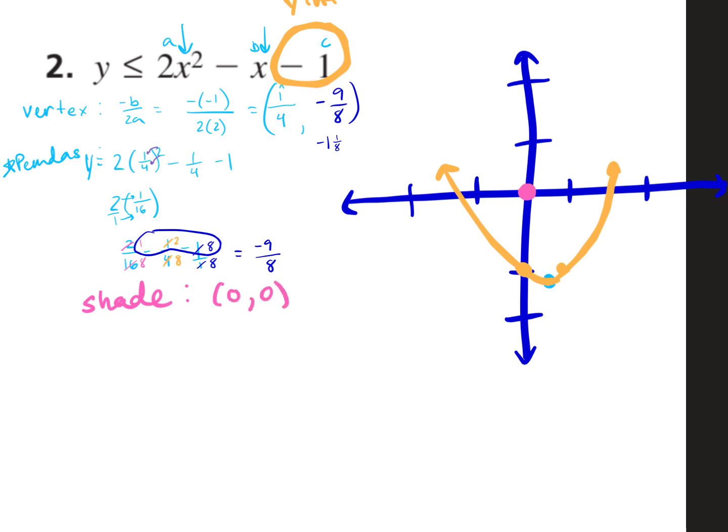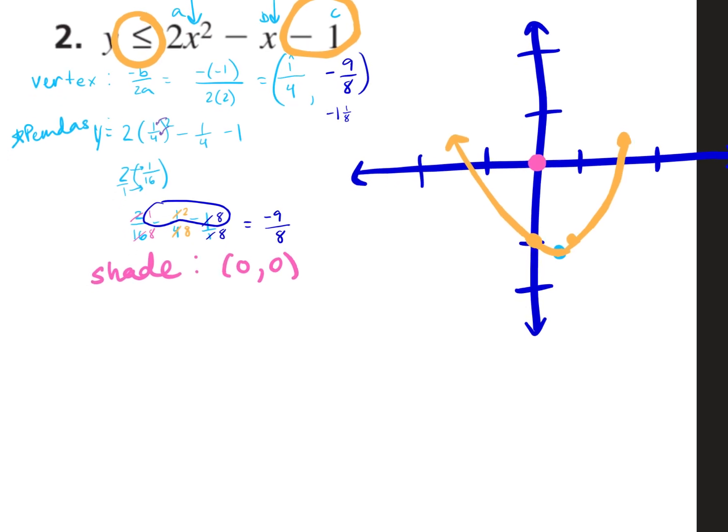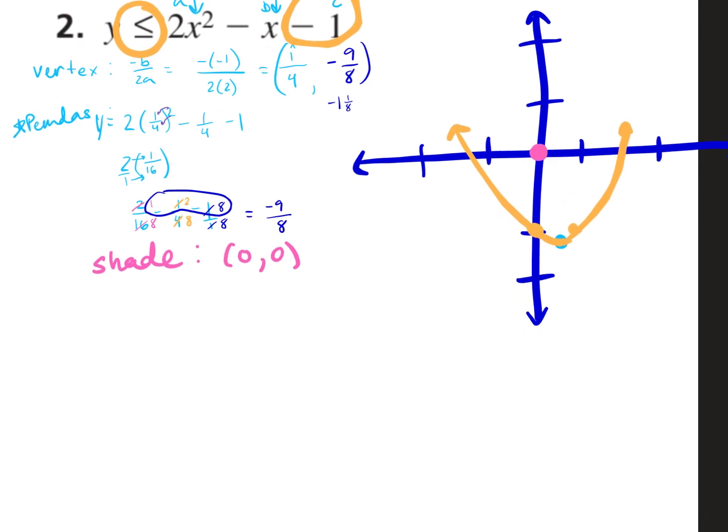I also kind of skipped a step. I gave my parabola a solid line. We knew it was going to be a solid line because it is a less than or equal to. So because I had a less than or equal to sign, my parabola gets a solid line.